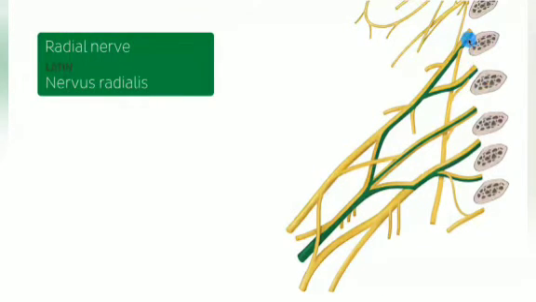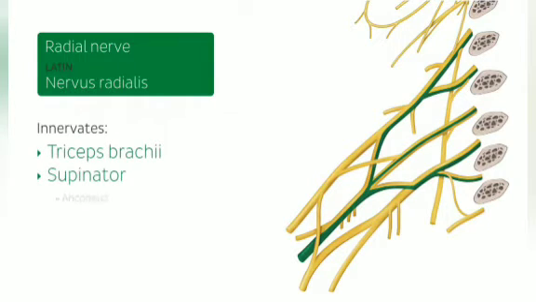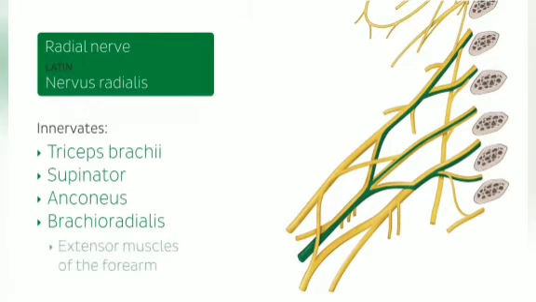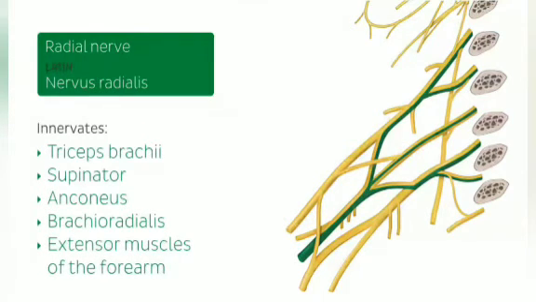It contains fibres from the 5th cervical to the 1st thoracic spinal nerves. It passes out of the axilla into the posterior compartment of the arm, where it innervates the following muscles: triceps brachii, supinator, anconeus, brachioradialis, and the extensor muscles of the forearm.